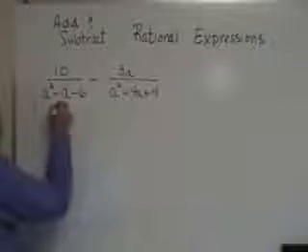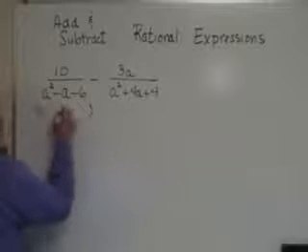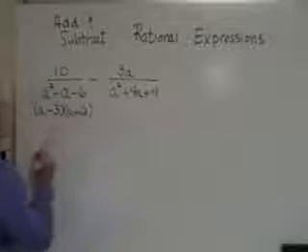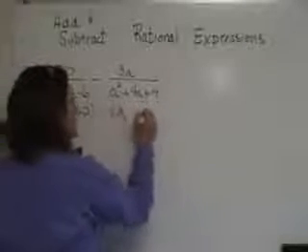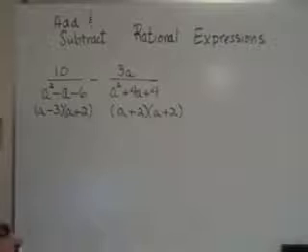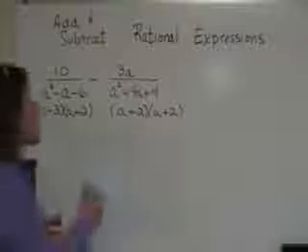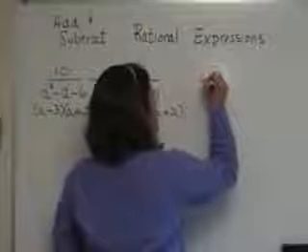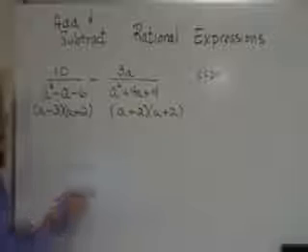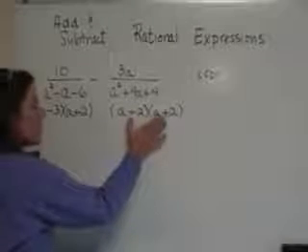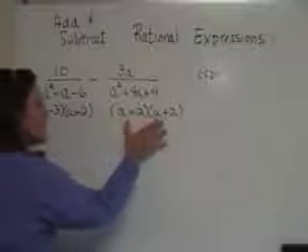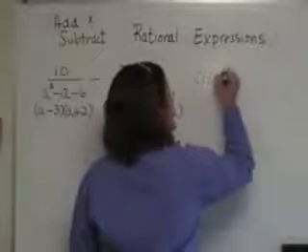I have trinomials in each of these denominators, so I'm going to factor them. This one will be a minus 3 times a plus 2, and this one will factor into a plus 2 times a plus 2. This one's kind of interesting. It's very important to watch this. The least common denominator in this must include each factor the greatest number of times that it occurs. A plus 2 as a binomial occurs here twice. A plus 2 occurs here once. I need to put a plus 2 in my common denominator 2 times.